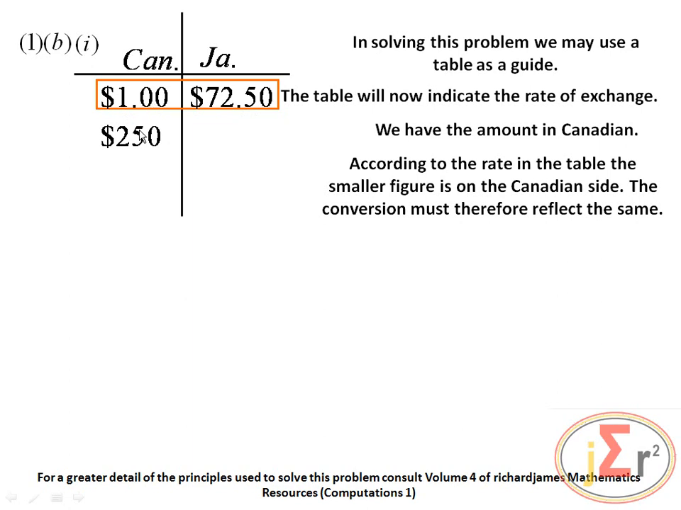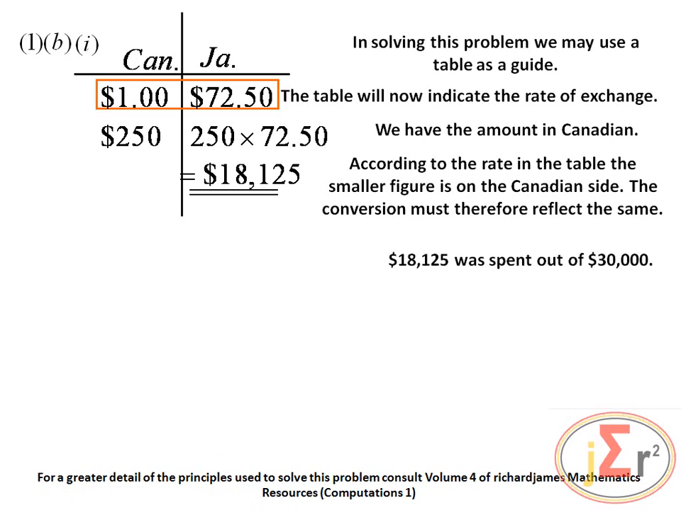Therefore, in converting from Canadian to Jamaican, the figure that we get on the right hand side of the table, which is on the Jamaican side, has to be larger if we want to be consistent with the information in the table. So we have to have a larger figure on the Jamaican side. So we will therefore multiply by the rate of exchange. 250 multiplied by 72.5, and the result is 18,125 Jamaican dollars.